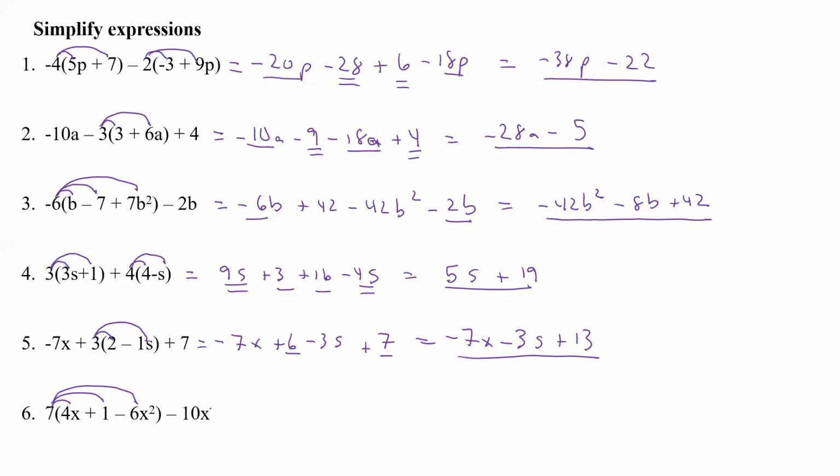Distribute like that. And so that's going to give us 28x plus 7 minus 42x squared minus 10x. Well, that and that are like terms. Everything else is not a like term. So again, I'm going to start with the highest powers and then write to the lower ones. So minus 42x squared. Then I have 28 minus 10. Well, that's going to be plus 18x. And then I've just got plus 7. Okay, and so that should be your answer to that one.